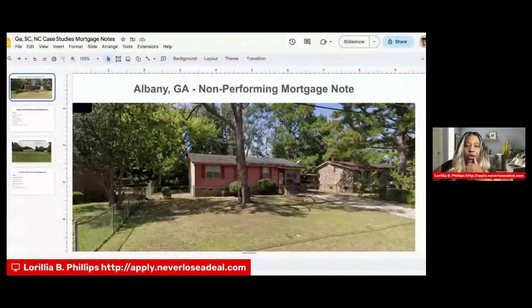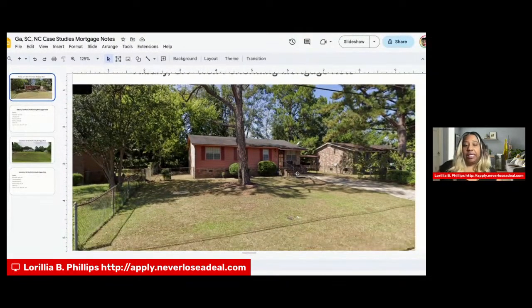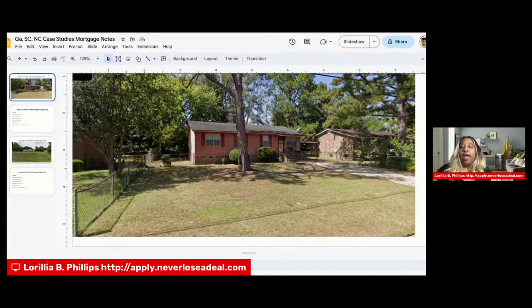So now I'm going to do a case study of the actual asset. This is Albany, Georgia, a non-performing note. As you can see, nice little home, it's definitely well taken care of. Like I said, it's a non-performing mortgage note. But what I noticed with the tape is that this particular homeowner is making some payments. So it's not like they have stopped making payments. It's been over a year, and they are making some sporadic payments. So I feel comfortable with that.